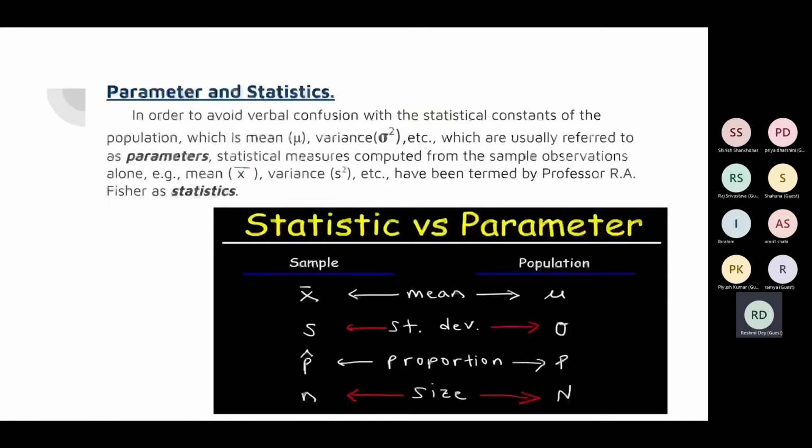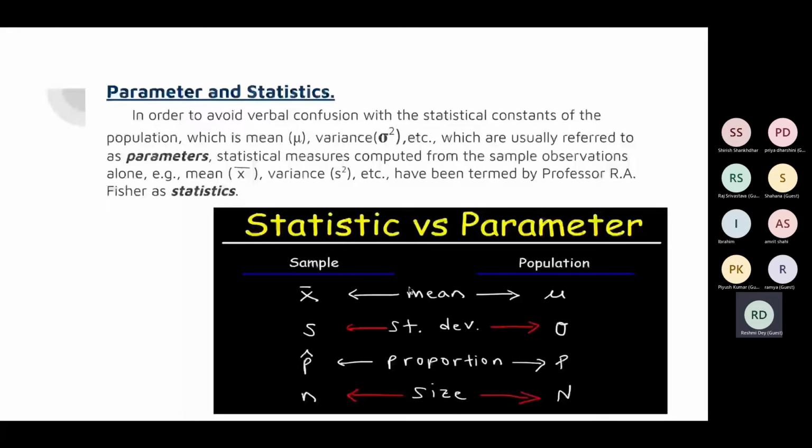Next, we come across parameter and statistics. In order to avoid verbal confusion with the statistical constants of the population, which are mean and variance, since we can have the mean of a population as well as the mean in a sample, same with variance, we usually refer to the measures related to population as parameters and measures related to sample as statistics.